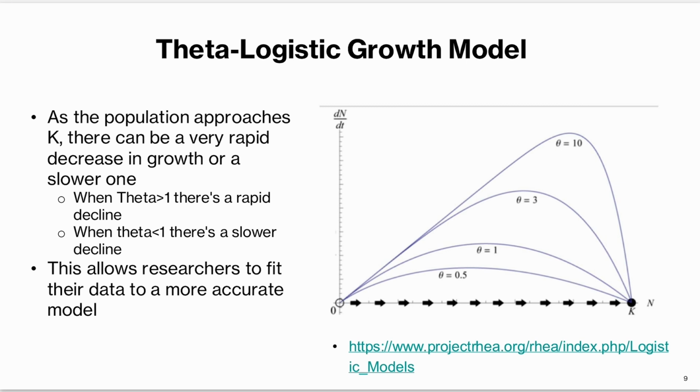This theta allows researchers to fit their data to a more accurate model. As you can see here on the right, we have K as that really dark dot, and as N, the population size, is approaching K, you can see if theta is 0.5, you have more of a steady decline, versus if theta is 10, you have a really steep decline in the growth rate.